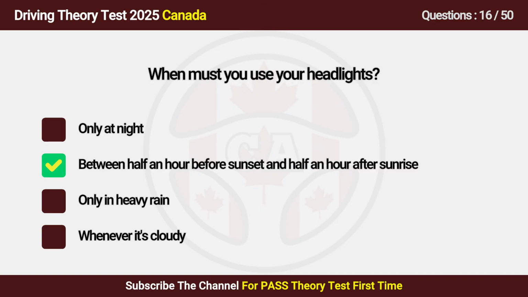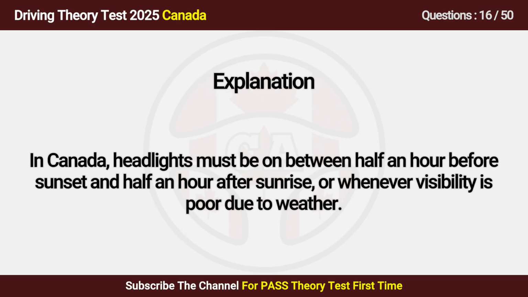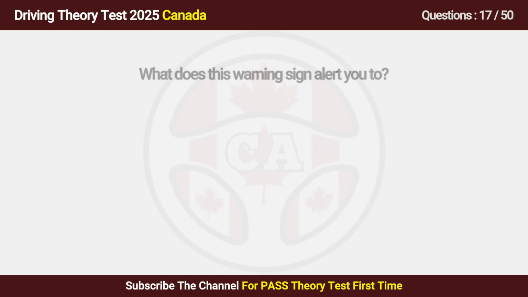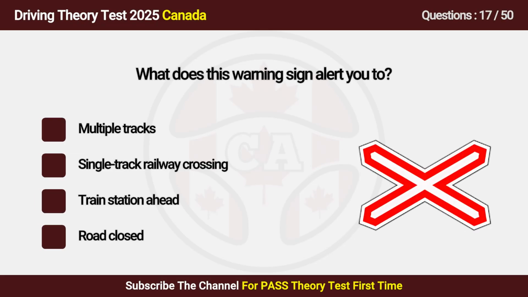Answer is B. Between half an hour before sunset and half an hour after sunrise. In Canada, headlights must be on between half an hour before sunset and half an hour after sunrise, or whenever visibility is poor due to weather. Question 17. What does this warning sign alert you to?